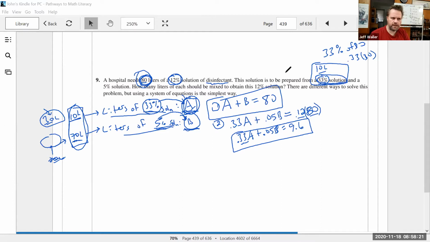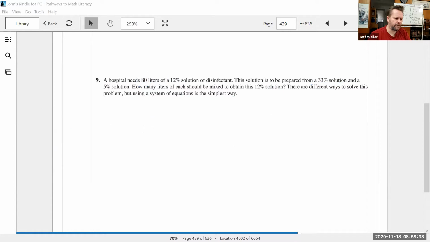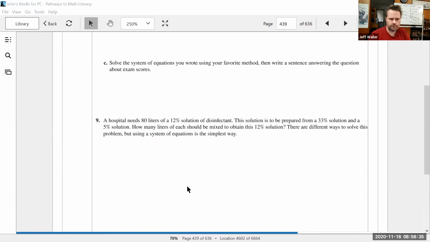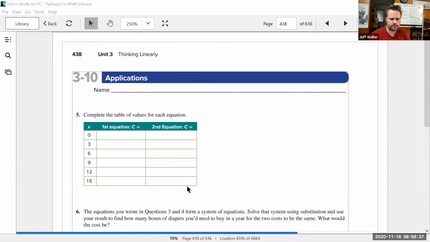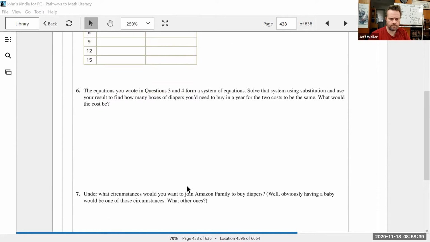Hey, here's number 9 in section... Which section is this again? 310. It's 310. Okay. Just in case you're not here yet, you can look at it, and now it's going away. All right. So which one, number 6? Yes. All right.